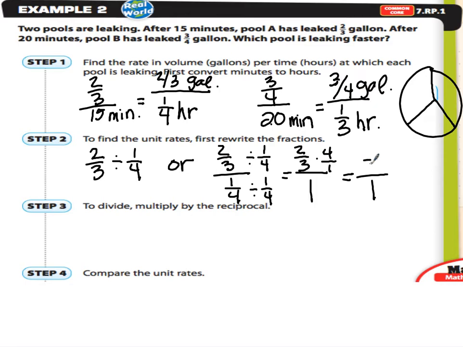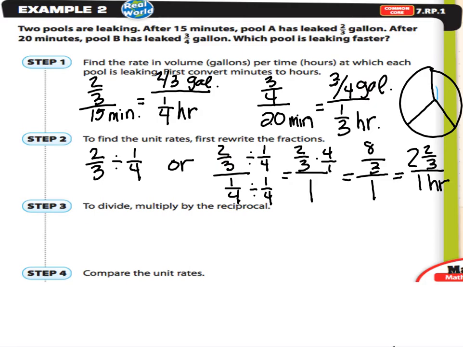There is nothing that says everybody has to do it the same way. We're looking for consistency. We're looking for correct answers, okay? Either way, you end up with pool A is losing 2 2/3 gallons in 1 hour, okay?